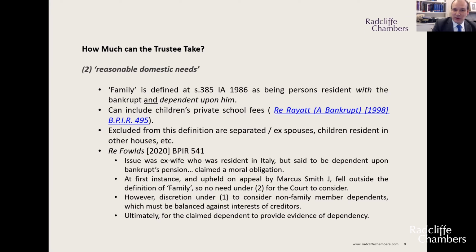Well, I dealt with a case on appeal recently called Refolds in front of Mr. Justice Marcus Smith, which was all about an issue where, in short, the ex-wife of the bankrupt, who's now living in Italy, and the bankrupt, of course, is living in England, claimed to have been dependent upon a share of the bankrupt's pension proceeds, monthly drawings. We, as the trustees, were claiming that sum as well, saying, well, she's not family and she doesn't need these things. At first instance, up in the ICC, the judge held that there was no evidence and that the ex-wife fell outside the ambit of family, so he would not take her interests into consideration, and he made an IPO for the amount he sought.